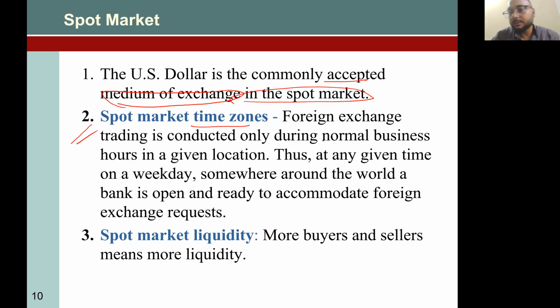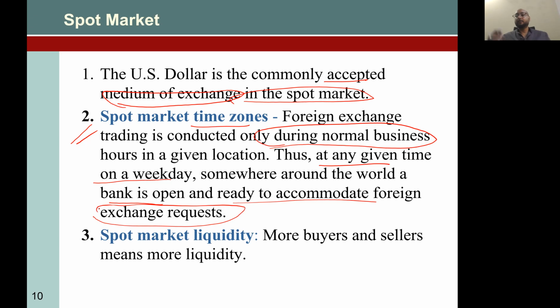Spot market time zones. Foreign exchange trading is conducted only during normal business days. So at any given time on a weekday, somewhere around the world, a bank is open and ready to accommodate foreign exchange requests. If right now here it is night and in America it is morning, somebody over there is ready to have a transaction, so you can get dollars from there as well at a spot rate. No matter if you are in Venezuela or China, there is a time difference, but somewhere in the world they are connected through a platform.